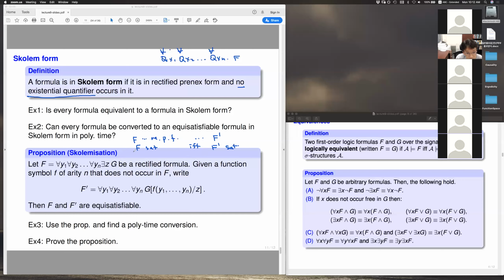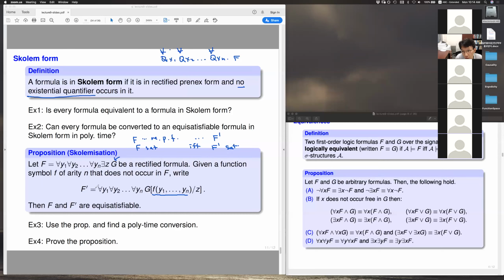Now, to change any formula in prenex form to a Skolem formula, one thing we have to do is get rid of existential quantification. So this proposition tells us what we should do. It says that if I have a formula f, which has a bunch of universal quantifiers followed by an existential quantifier, and this g doesn't have to be a quantifier-free formula, it may have universal and existential quantifiers, it can be anything. Skolemization tells us that if you pick some function symbol f of arity n, but this function symbol is fresh, not appearing in the formula f at all, and now we replace the variable z inside formula g by the term f applied to y1 to yn, we will have a new formula f prime.